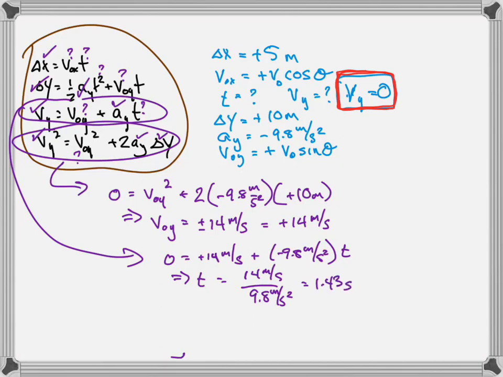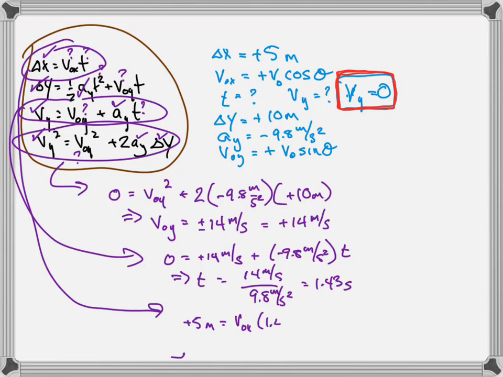which equals 1.43 seconds. So now we can plug into the first one and say, delta x plus 5 meters is equal to V0x, we want to know that, times 1.43 seconds. So therefore, V0x is equal to positive 3.50 meters per second. So we're almost done.